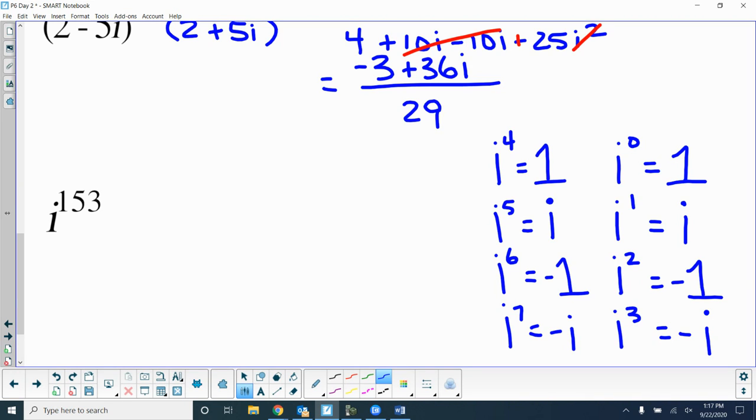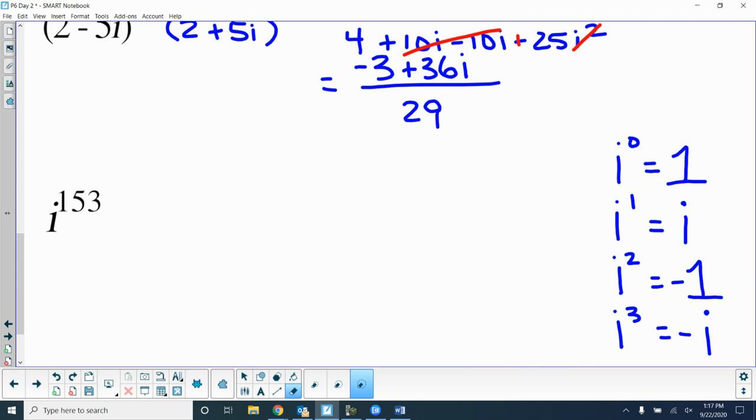Okay? So here's what we do to shortcut this. I'm going to get rid of these because I'm going to use this area again here. Take the 153 and divide it by 4. Why am I dividing it by 4? There's only 4 possible answers. That's why we're using the 4.